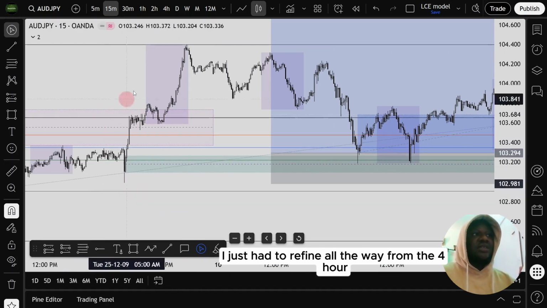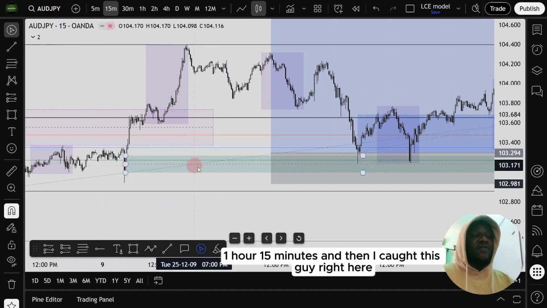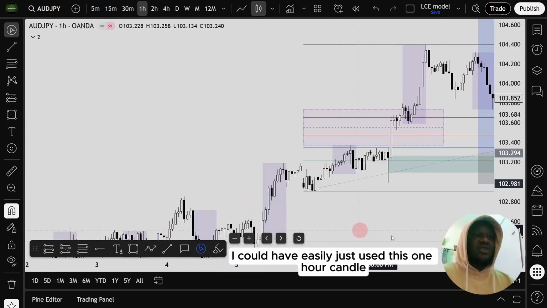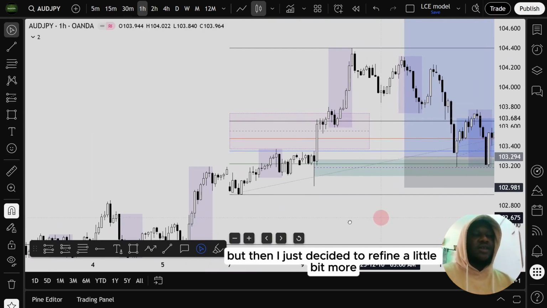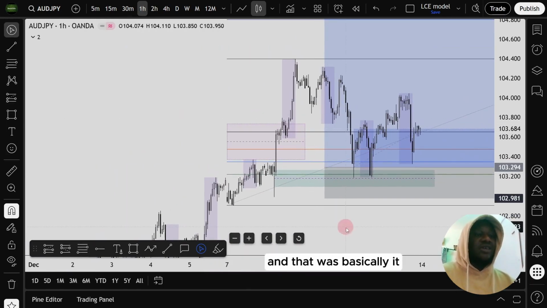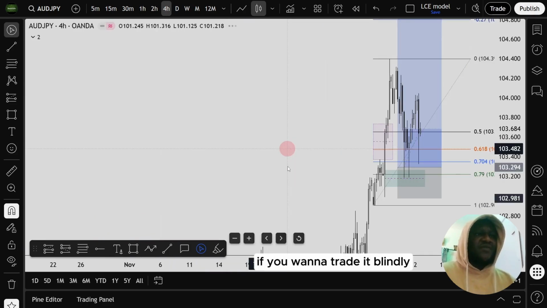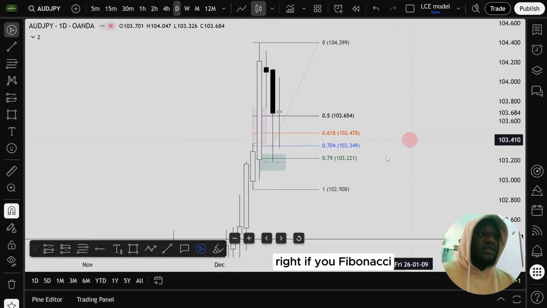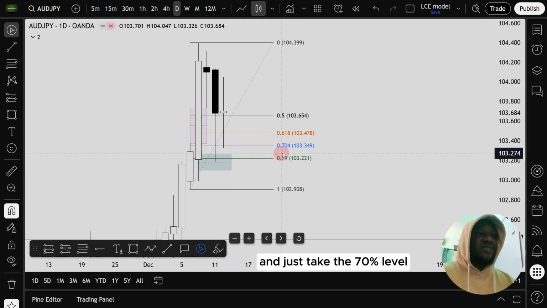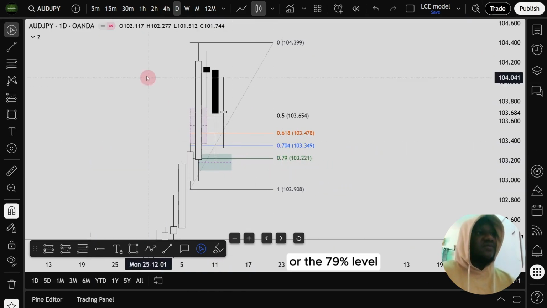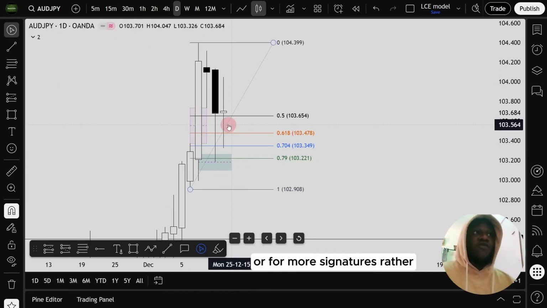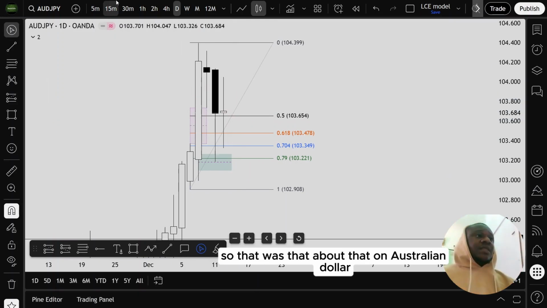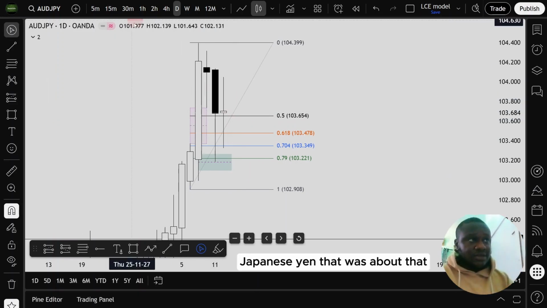I just had to refine all the way from the 4-hour, 1 hour, 15 minutes, and then I got this guy right here. And basically that was it. I could have easily just used this 1-hour candle, but then I just decided to refine it a little bit more. If you want to trade it blindly, you can just draw the Fibonacci from the daily time frame here and just take the 70% level or the 79% level without having to look for more signatures, not confirmations, signatures.